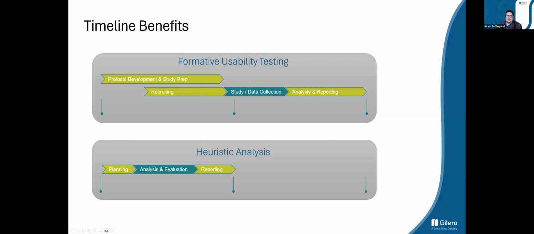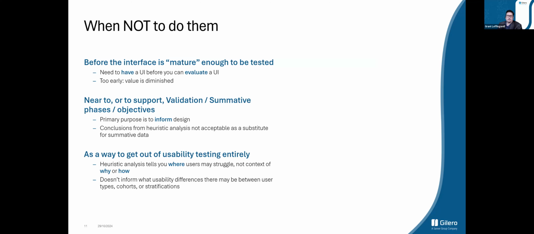With the heuristic approach, you'll see it's much more streamlined. How long it actually takes is just related to the complexity of an interface, but it's always considerably more streamlined than a formative usability study. And with those timeline benefits come cost savings that can be significant, especially when you're adding in not just the time and labor, but the expenses of recruiting and paying participants and facility fees and so on. So these are some of the other benefits to it.